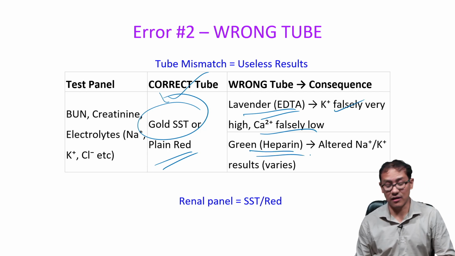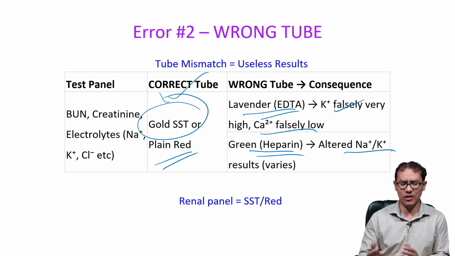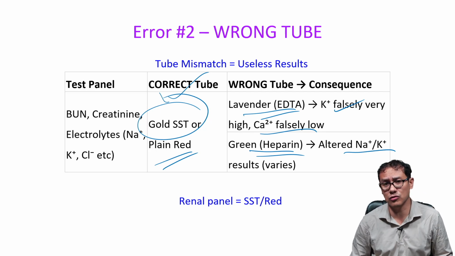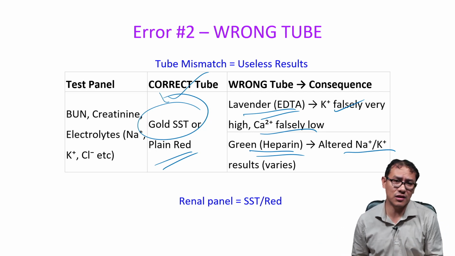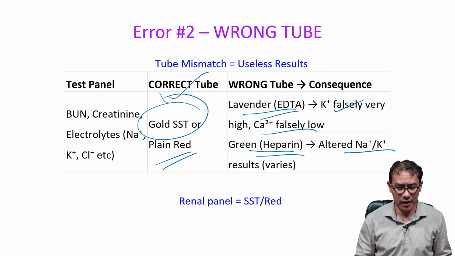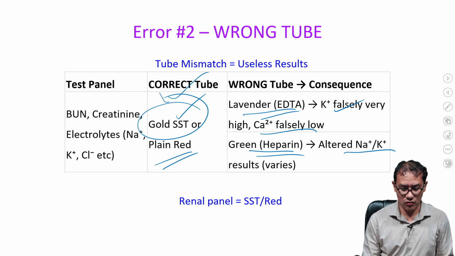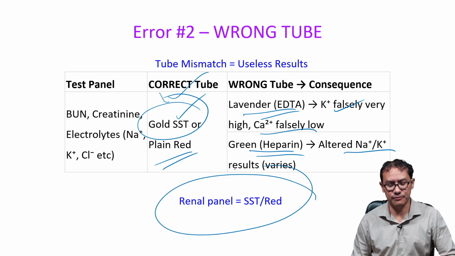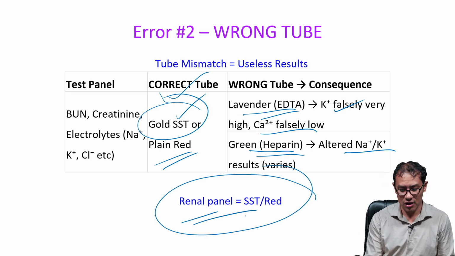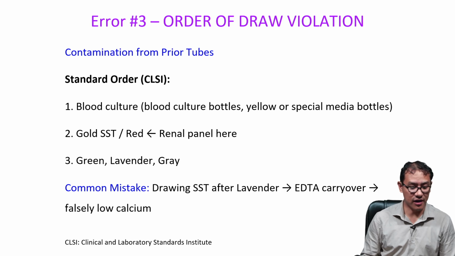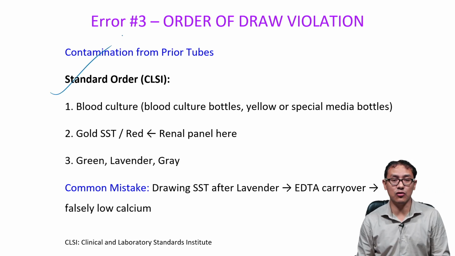Green tubes contain heparin, which may also alter the sodium and potassium results. Sometimes they may be used for electrolytes, but it is always better to use the gold SST or plain red tube. This one has to be understood. So for a renal panel, we generally use the SST or the red vial. The order of blood draw is also important.